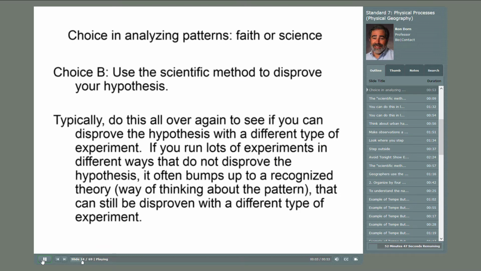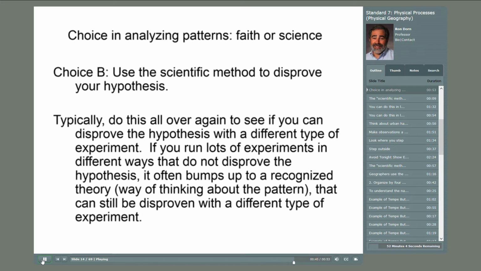The second choice we have is to use the scientific method to disprove my hypothesis that a pattern is real or it's not. And people who use the scientific method, not just scientists, tend to do this over and over again. You make a hypothesis and you try and disprove it with one type of experiment or one type of observation. And if you run lots of different experiments in lots of different ways, using different techniques, and you still don't disprove that idea that you recognize the pattern, that hypothesis, then scientists tend to call that a theory. It's a way of thinking about a pattern.